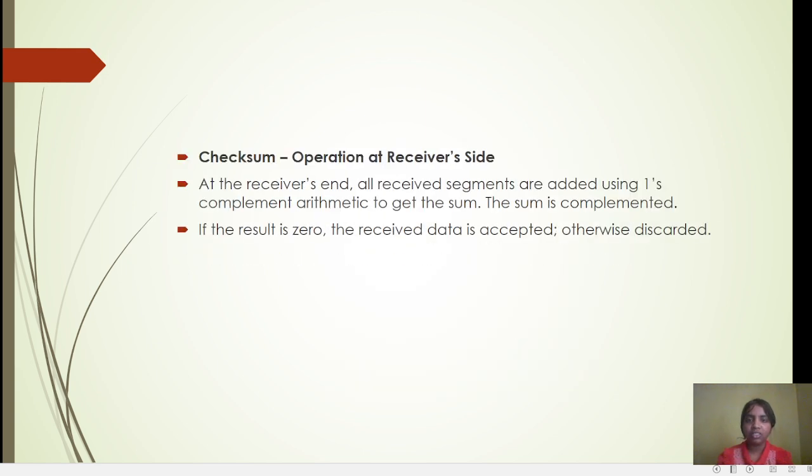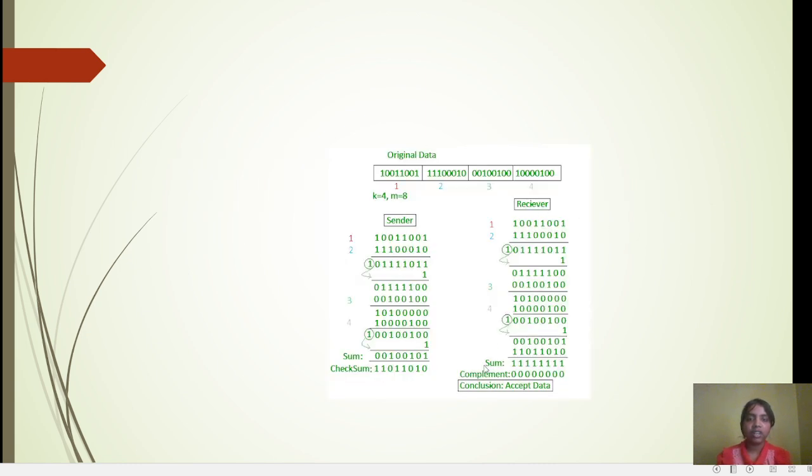Next, at the receiver's end, all received segments are added using ones complement arithmetic to get the sum. The sum will be complemented. If the result is 0, the received data is accepted. Otherwise, it will be discarded. At the receiver end, we receive the 4 segments along with the checksum.